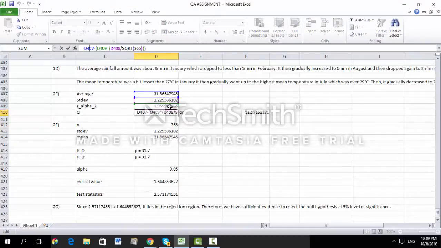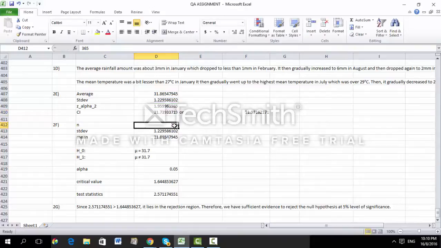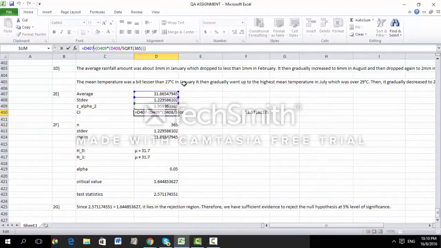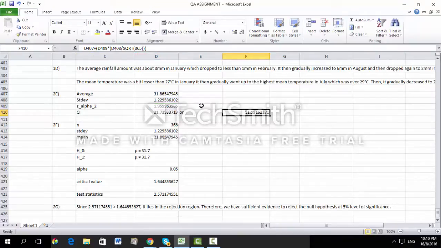So what I did to find the confidence interval was I took x bar, as you can see here, minus z alpha over 2, times standard deviation over square root of the sample size, to get two answers. The reason why there are two answers is because one is minus and one is plus.